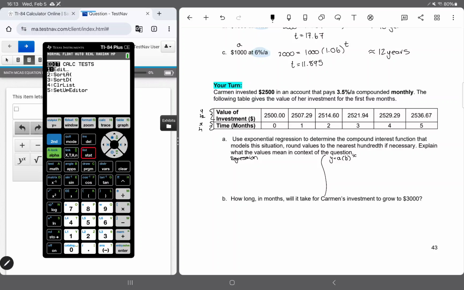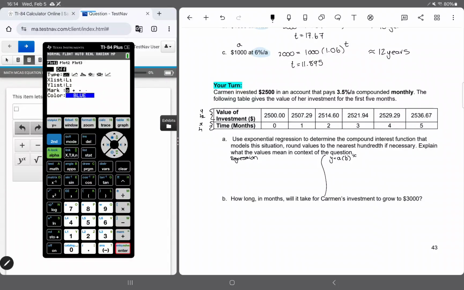So we're going to go stat, edit, 0, 1, 2, 3, 4, 5. List 2: 2507.29, 2514.60, 2521.94, 2529.29, and 2536.67.